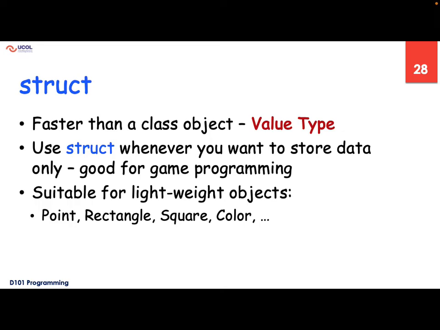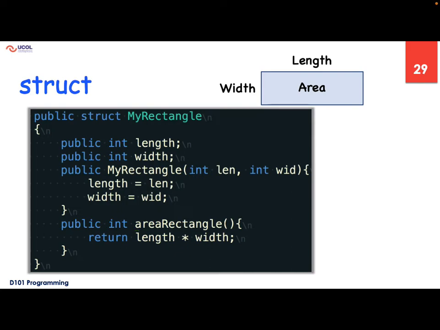Use a structure whenever you want to store data, good for game programming. Yeah? Like we want to save the data, there's no relationship between different parts of things. Yeah, we can make them. Suitable for lightweight objects: point, rectangle, square, color, which have certain specific information on their own. They are not related to anyone else, so we can do that. Length and width, again, rectangle, we can do that.